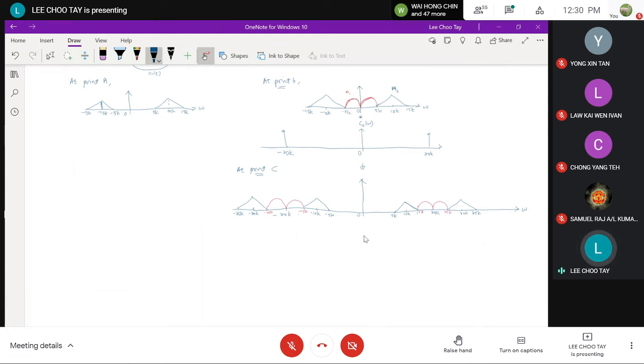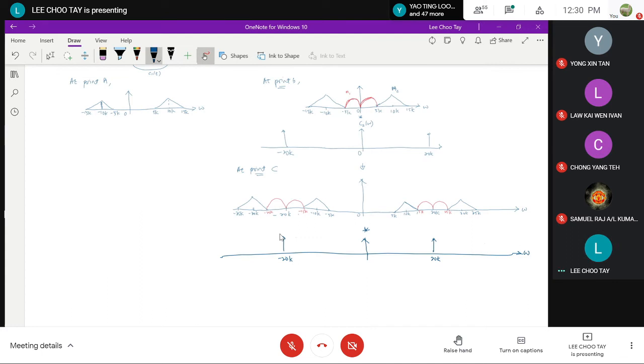So I'm going to multiply. That means in frequency domain, I'm convolving. I'm going to multiply with another carrier, 20K. I'm going to do synchronous detection. In this case, we can only do synchronous detection because it's a double sideband suppressed carrier modulation.